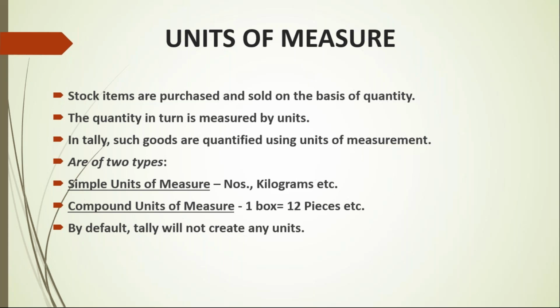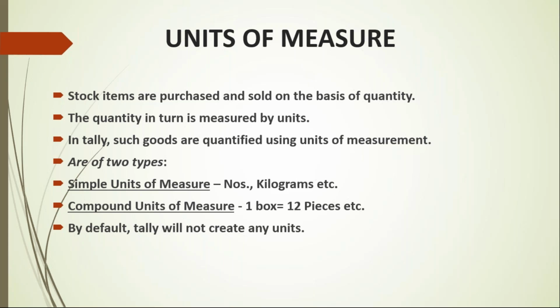Only one we are using to weigh that particular product or commodity. Now, if you go for a compound units of measure, we are using more than one. Here I'll give an example of one box of 12 pieces, like that, one packet of 15 numbers, one dozen of 12 numbers. So when we are using more than one, we term it as a compound units of measure.